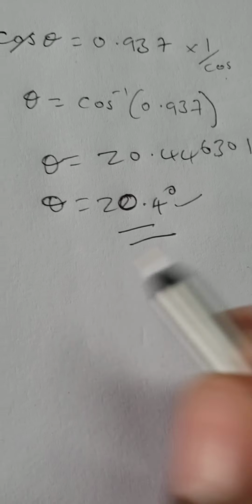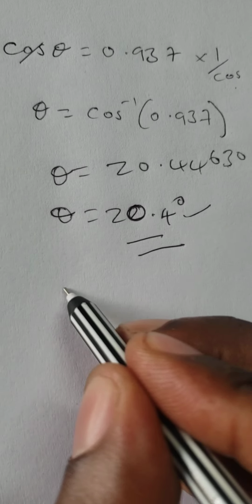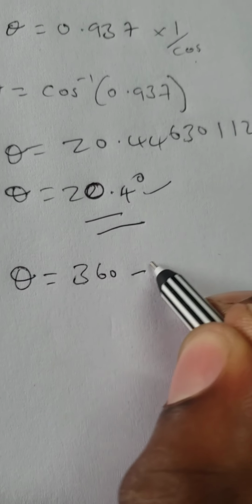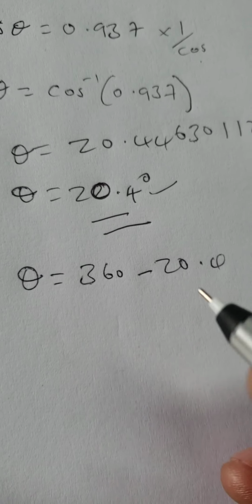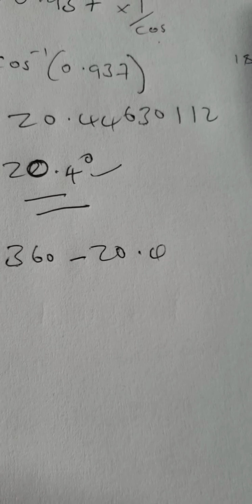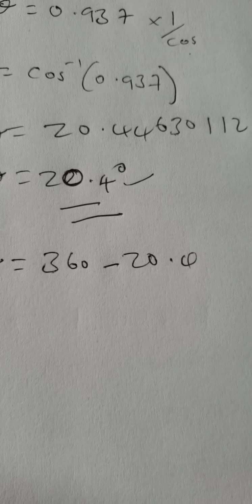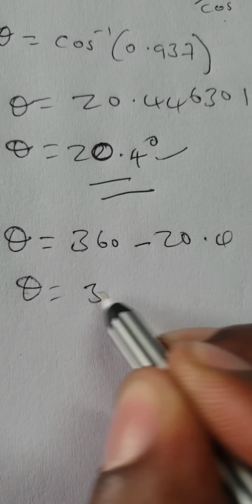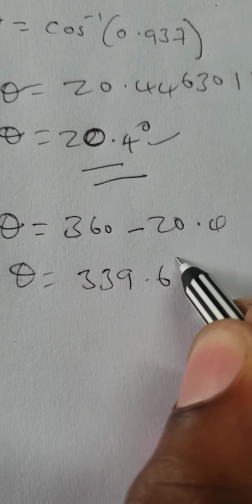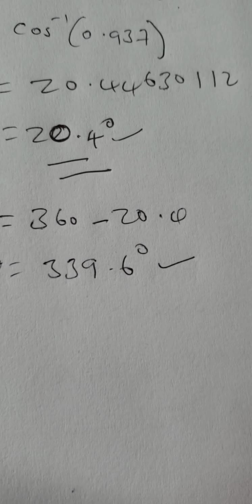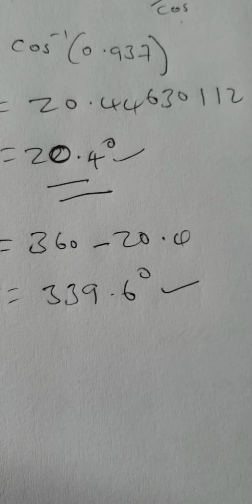Then we can still find the answer in the fourth quadrant. We say theta is equal to 360 minus the angle that we found earlier. So 360 minus 20.4 is 339.6. So our theta is 339.6 degrees, which is in the fourth quadrant. That's how you solve such a question.